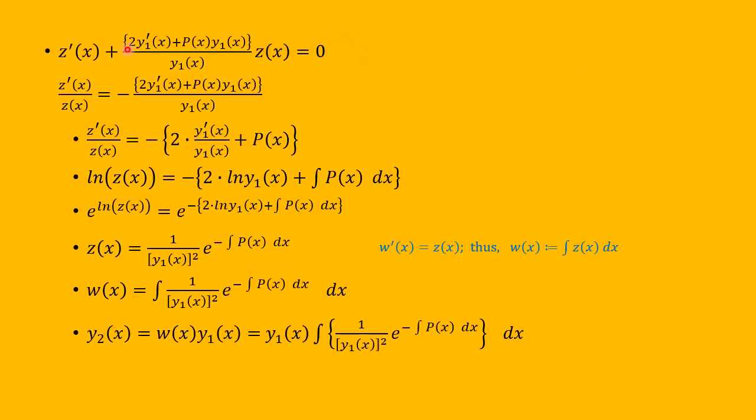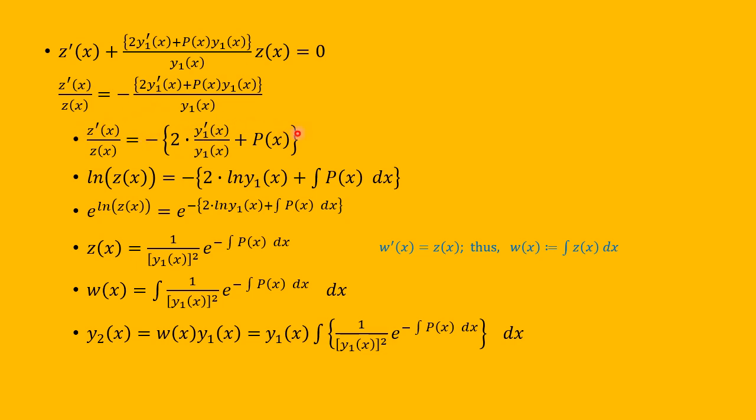Okay, so here's the equation that we just saw. If we subtract this term from both sides of the equation, and then divide by z of x, we can rewrite this as z prime over z equals minus this fraction which we had up here. Okay, but then if you look at this for a minute, here we have 2y prime over y sub 1, and we can write that this way. And we have p of x times y1 divided by y1, and that's just p of x. So z prime of x divided by z of x equals this.